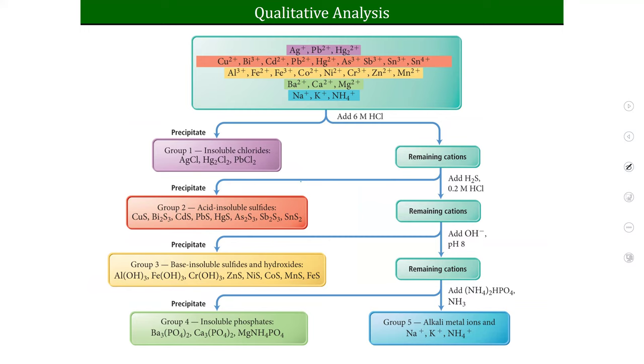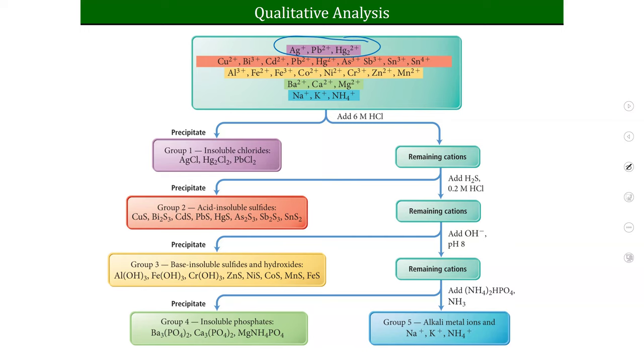Here's a more thorough and more detailed explanation of a qualitative analysis process. Basically, it's just turning your solubility rules into a flowchart. Because if you have all these different categories of metal ions, they're grouped based on what will precipitate with what, just like your solubility rules, right? So these ones written in purple are the only metal ions really where chloride will make them precipitate out. Everything else, chloride is soluble.